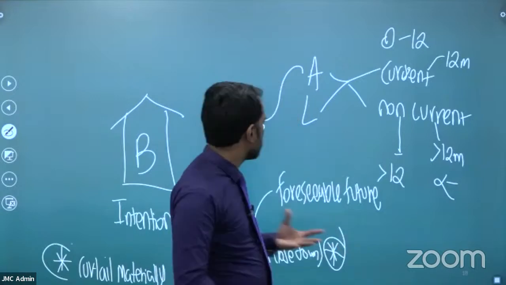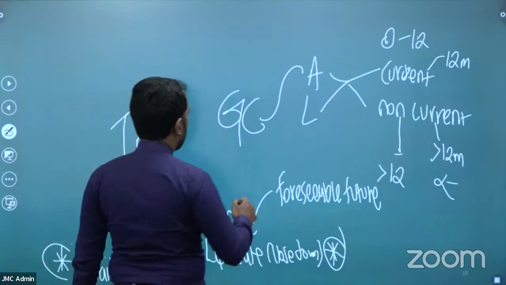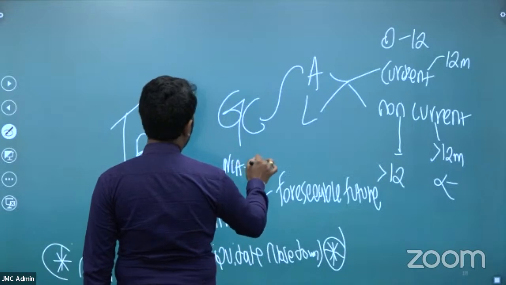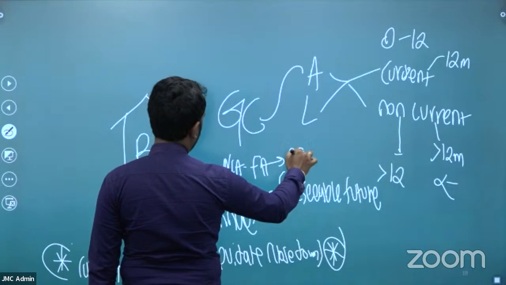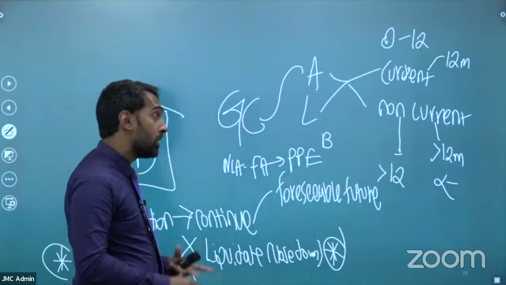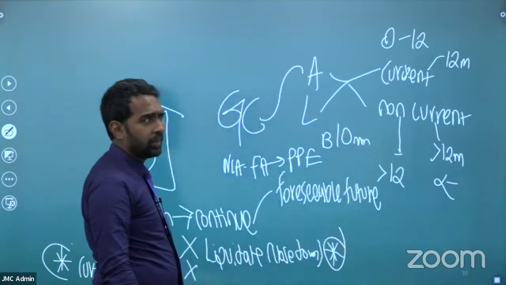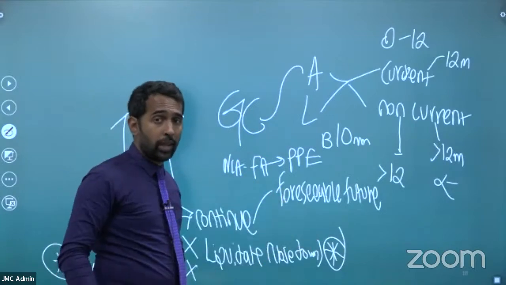Now, because of this going concern, that is why when we take a non-current asset, a fixed asset, a PPE item, property, plant and equipment, let's say a building. For an example, I purchased a building which is worth 10 million. Right? Now, you don't charge the entire 10 million to the profit or loss today.